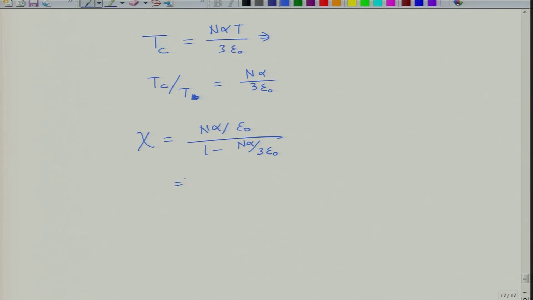So, now all you need to do is just put in the values there. So, it will become 3 Tc by T and 1 minus Tc by T. So, this will become 3 Tc divided by T minus Tc. Okay. So, this is basically the expression, the Curie-Weiss law, which is applicable only near Tc.